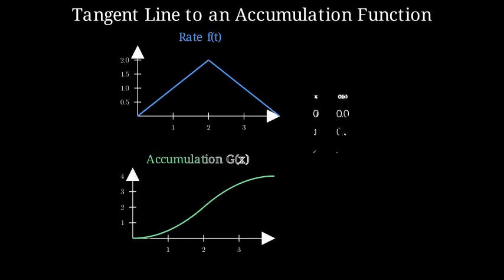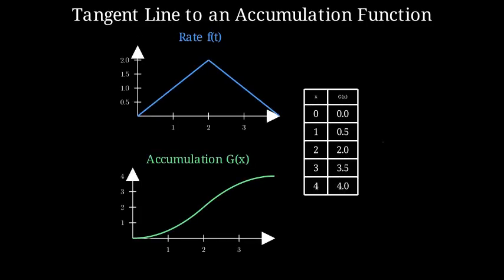Here is our setup. On the left, the top graph is the rate function, and the bottom graph is the accumulation function. In the middle, we have a table of g of x values, and on the right we will build the tangent line equation step by step.